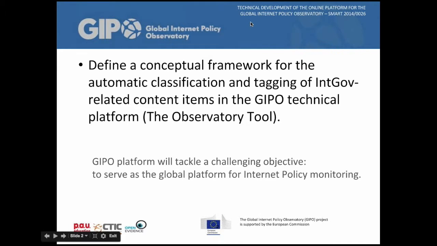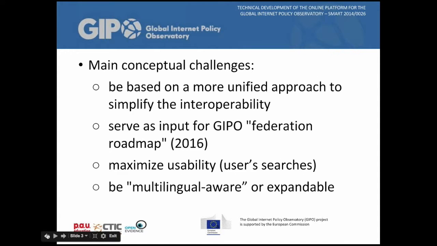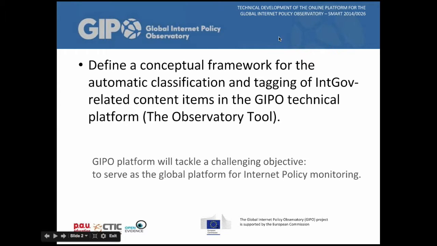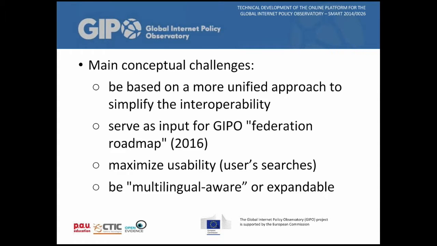Okay, here it is. So Kasia made a great introduction of our project. I will not stop here about what is GIPO and so on. But for us, we have to define this conceptual framework to make an automatic classification, because our project is mainly based in machines and processors and servers and semantic technologies trying to deal with the growing amount of information and these huge amounts of themes and topics that go under the main theme of internet governance and policies. So our challenges are these ones.